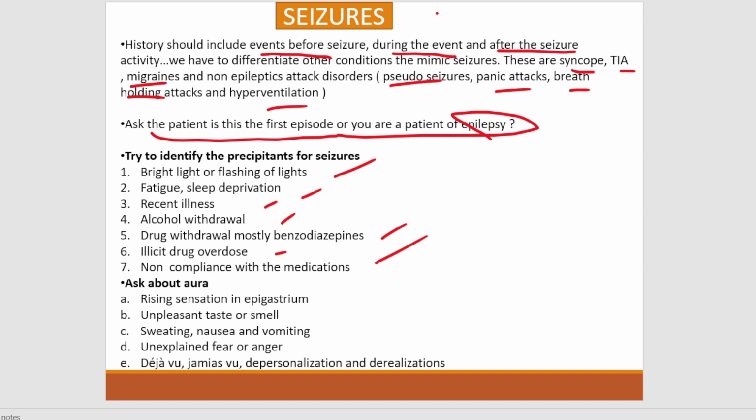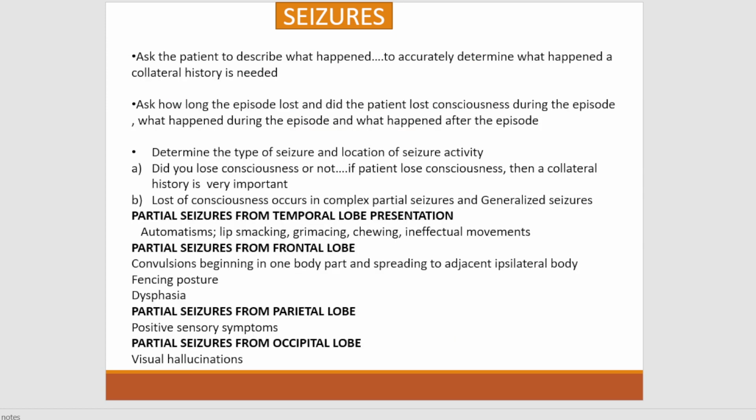We'll ask about aura, which may be a rising sensation in the epigastrium, unpleasant smell and taste, sweating, nausea, vomiting, unexplained fear or anger, then deja vu, jamais vu, depersonalization, and derealization. These are a few conditions which can present as an aura before the proper seizure occurs. Then once we have identified the precipitant and aura, we will ask the patient what happened.